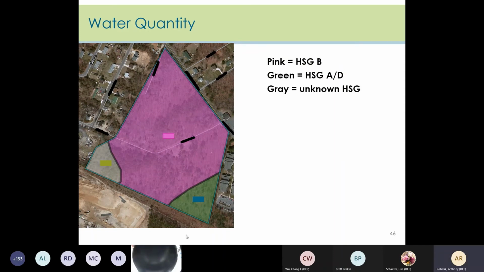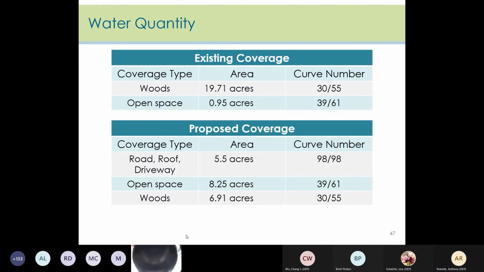So this is the soil survey map for the site. The pink area is HSG B. The green is A/D. And the gray is an unknown HSG. So let's see what they used in the calcs. This is from their report. For woods, they used a CN of 30 or CN of 55, which is good. That means they used either HSG A or B. For open space, they used a CN of 39 or 61, also good because that's HSG A or B for open space. And they did the same thing down in proposed conditions. So it seems like the CNs that they used pretty much match up with what we saw from the soil survey.